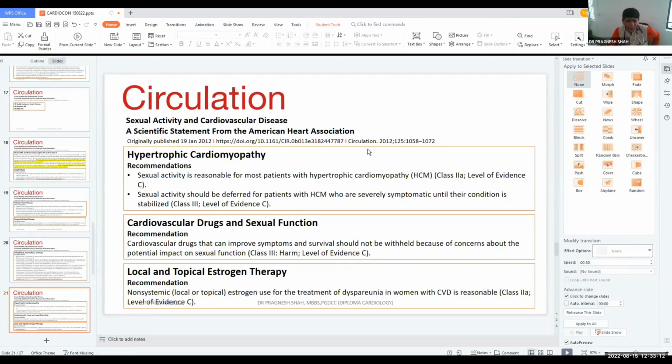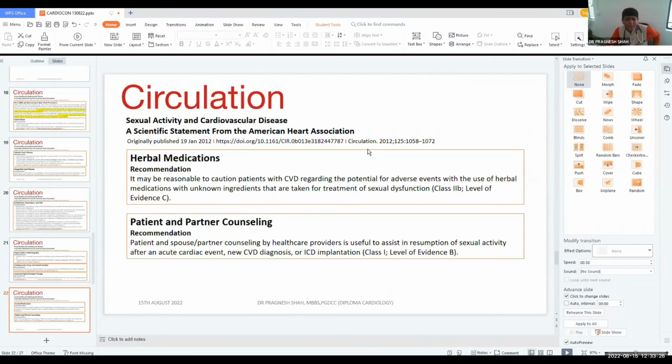And what about the topical and local estrogen therapy? They said that non-systemic estrogen use for the treatment of dyspareunia in women with CVD is reasonably good. Herbal medicine, they said that it may be reasonable to caution patients with CVD regarding the potential for adverse effects of herbal medicine with unknown ingredients that are taken for the treatment of sexual dysfunction.